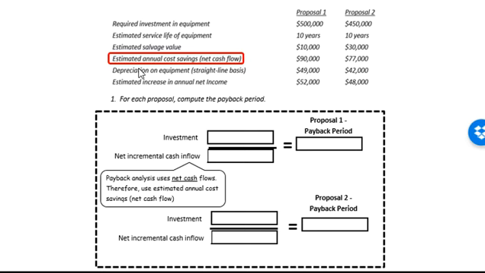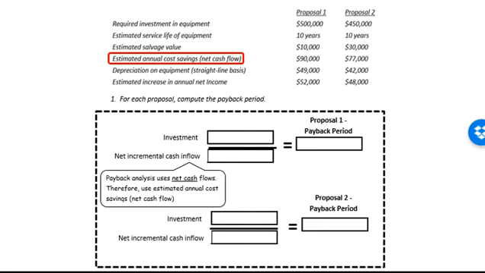There's depreciation on equipment, which again is not necessary when we're looking at a cash flow basis when we already have the cash flow information. And also the estimated increase in annual net income. This isn't necessary because we're not performing an analysis based upon annual net income. That's accounting income. We're doing it based upon an estimated incremental increase in net cash flow.